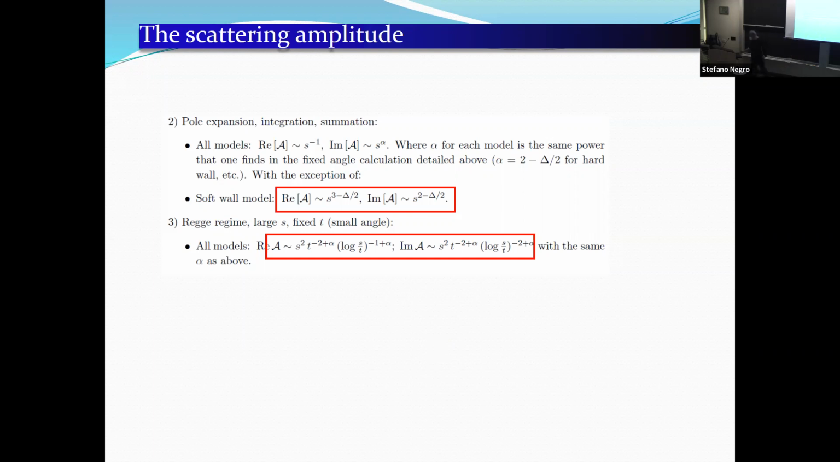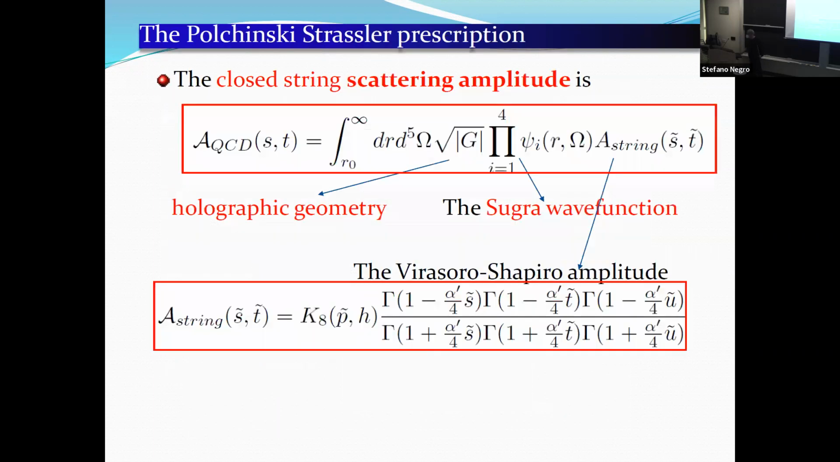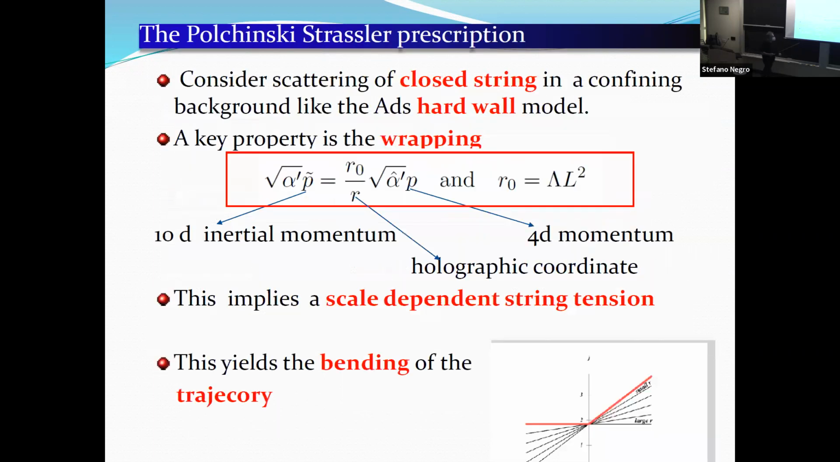This is sometimes referred to also as the bending. So if you look at this trajectory, for positive t you see the linear behavior, and when t goes to minus infinity, it bends and you get a constant value.